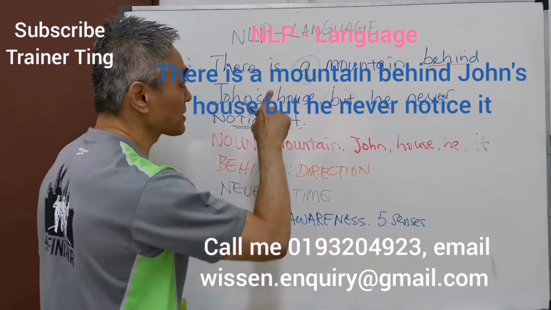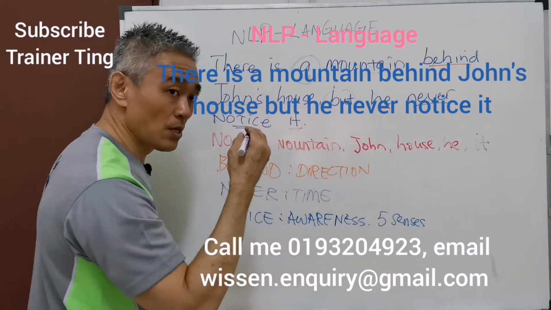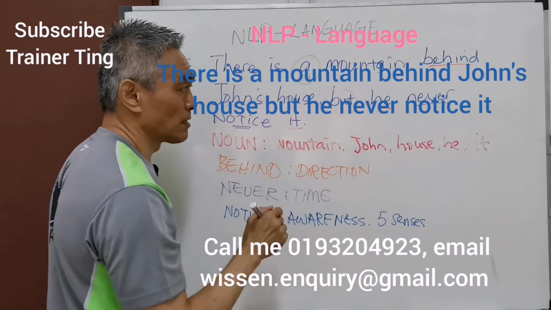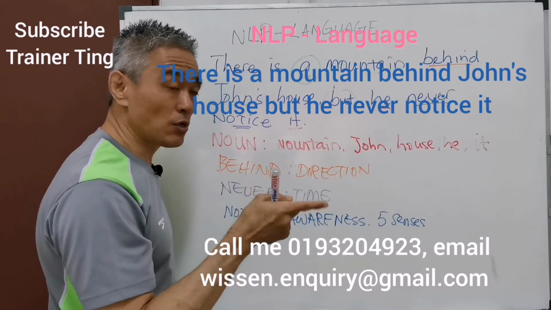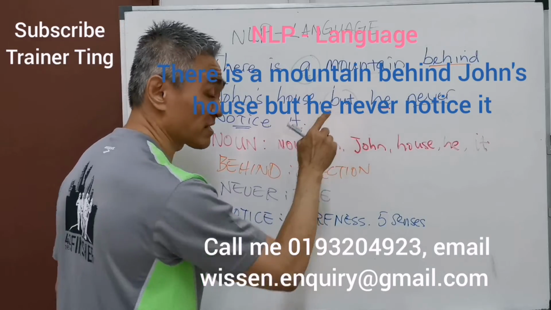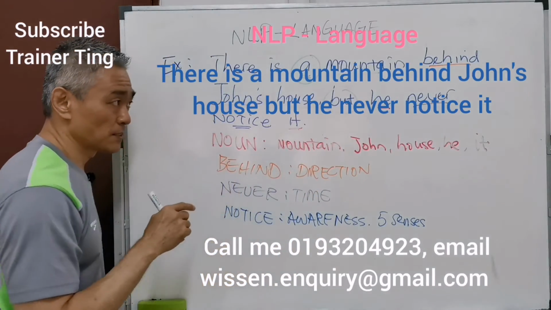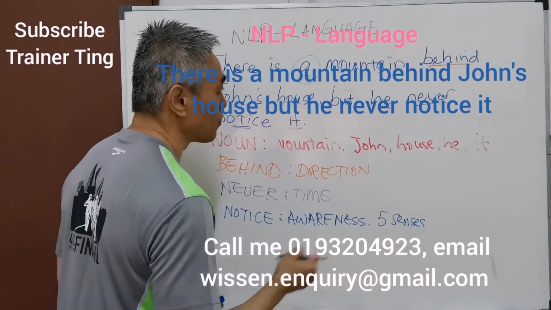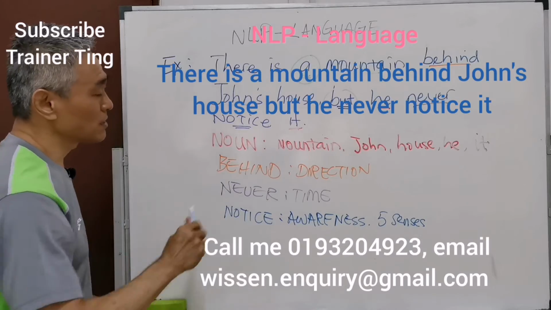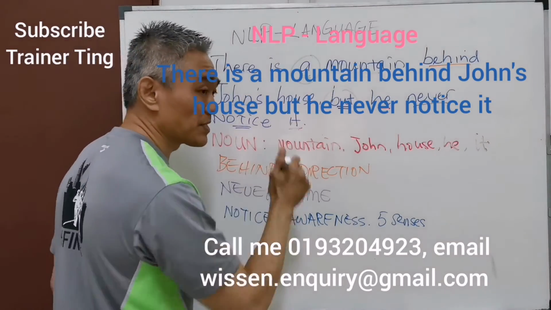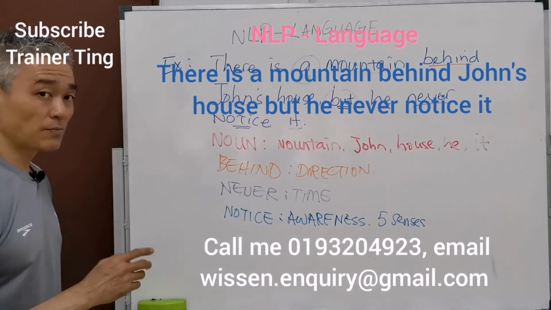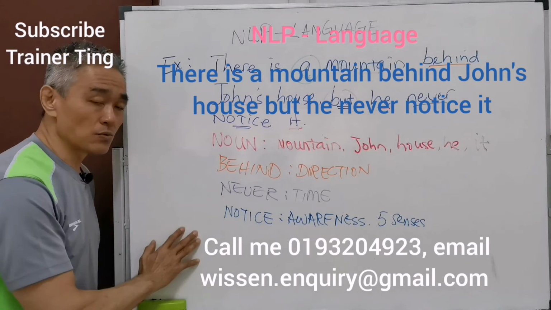So the speaker who says, there is a mountain behind John's house, assumed in his mind that John actually sees the mountain. Then when he found out that John never saw that mountain, never noticed that mountain, therefore he said "but". So whenever a sentence comes with the word "but", this word is a conjunction, a connection, and it actually nullifies whatever people say in front. So in terms of NLP language, we pay attention to all these things.